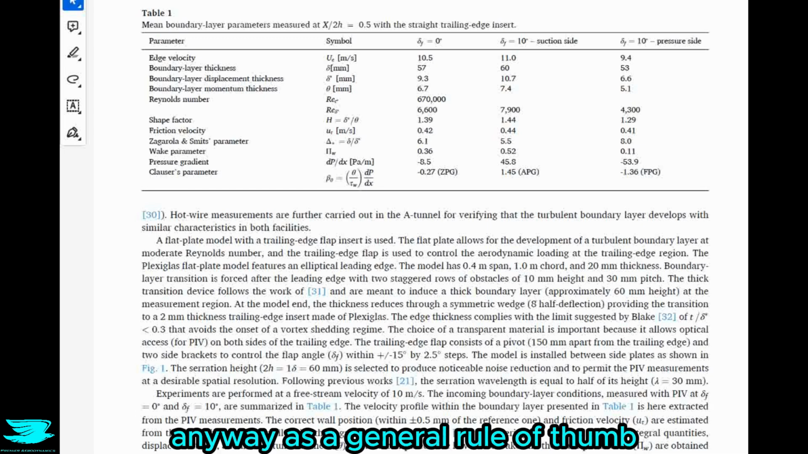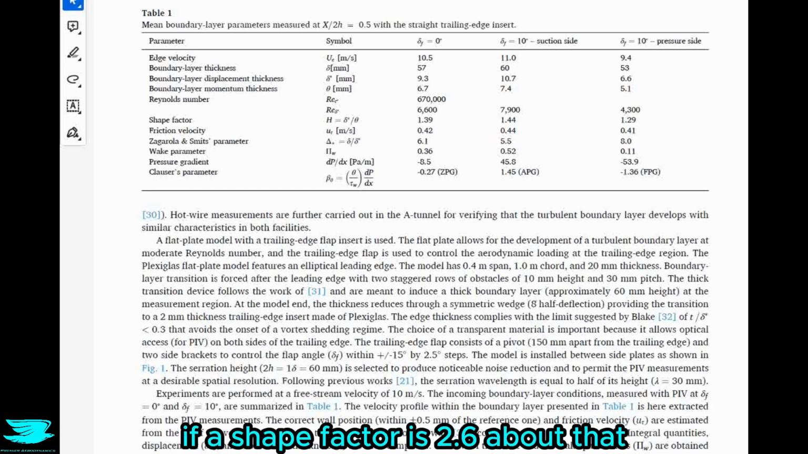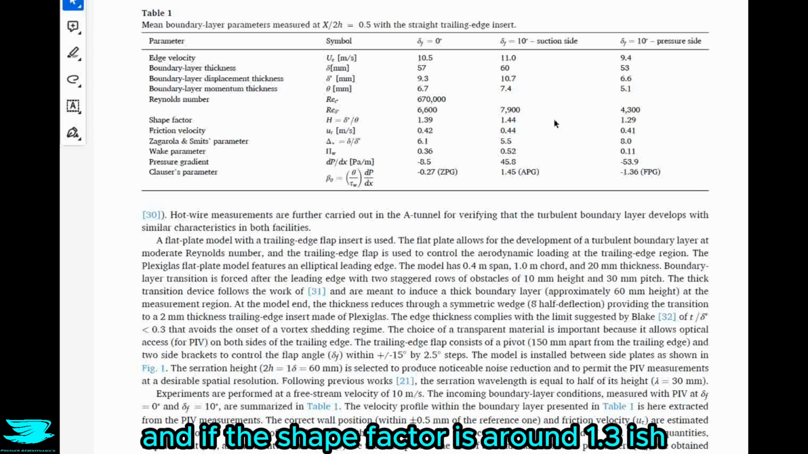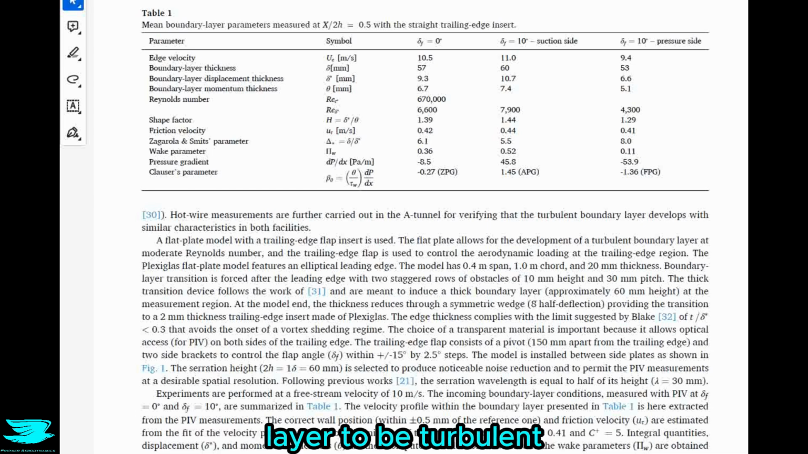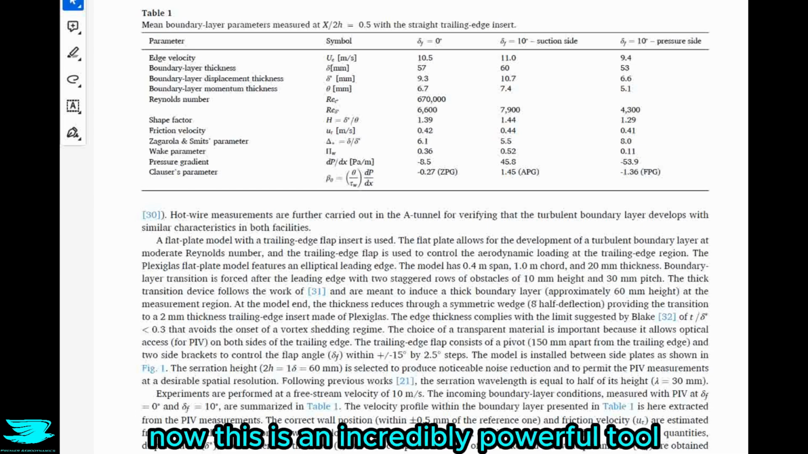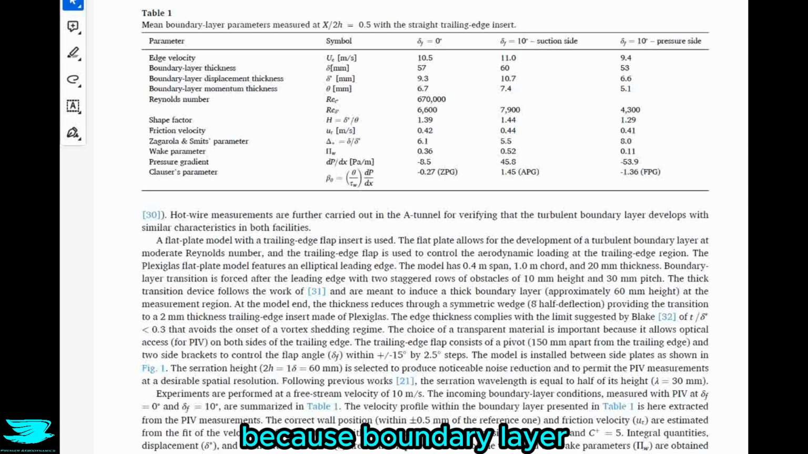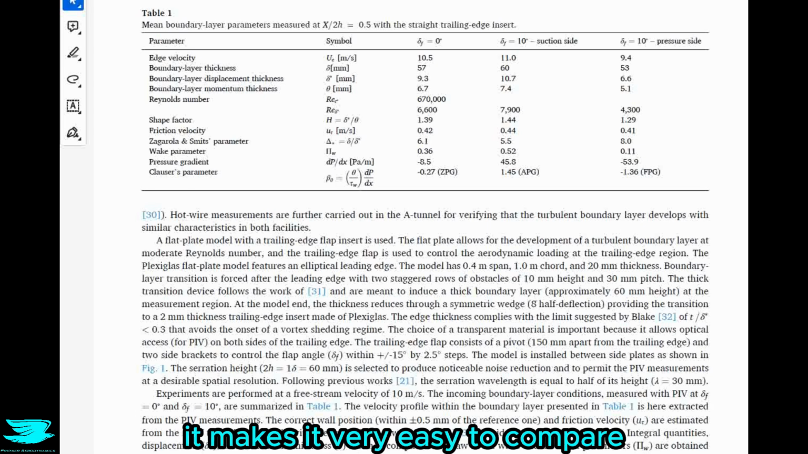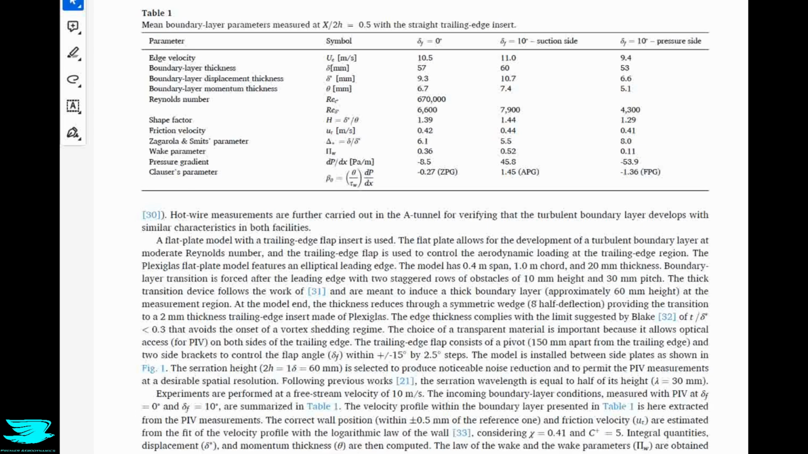Anyway, as a general rule of thumb, if the shape factor is about 2.6, then we consider the boundary layer to be laminar. And if the shape factor is around 1.3-ish, then we consider the boundary layer to be turbulent. This is an incredibly powerful tool because boundary layer profiles are very subjective, at least to some extent. By being able to reduce the profile effectively to just one number, it makes it very easy to compare.